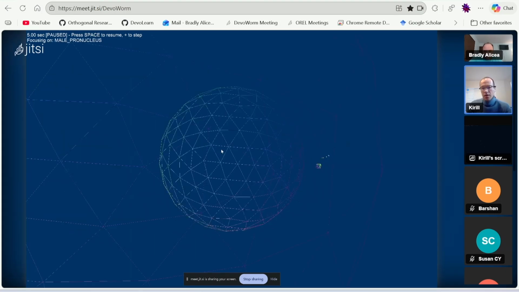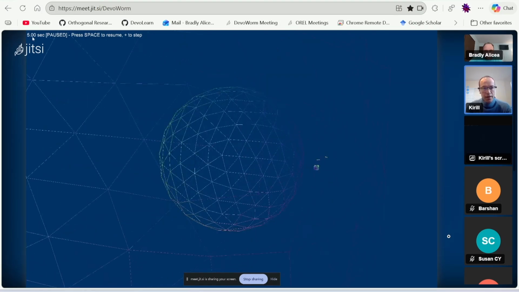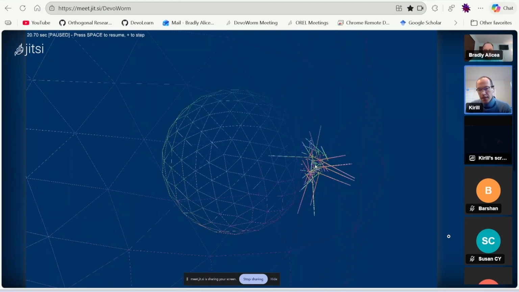So when sperm deposits this to the egg, it deposits the male pronucleus. This is the male pronucleus, and there is a centrosome just near it. Now, here in the left top corner, there is a timer. This is simulation time. So if I start it, this centrosome starts nucleating microtubules.